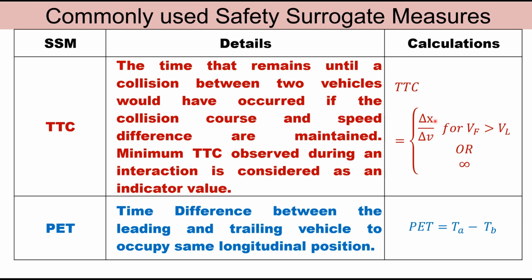Delta x is the difference in space, and delta v is the difference in speed of two vehicles, for the speed of the following vehicle being larger than the speed of the leading vehicle. Otherwise, it becomes infinite. And similarly, the time difference between the leading and trailing vehicle to occupy the same position is PET, that is post-encroachment time, and this is the difference in time of two vehicles crossing the same point on the highway or in the intersection.